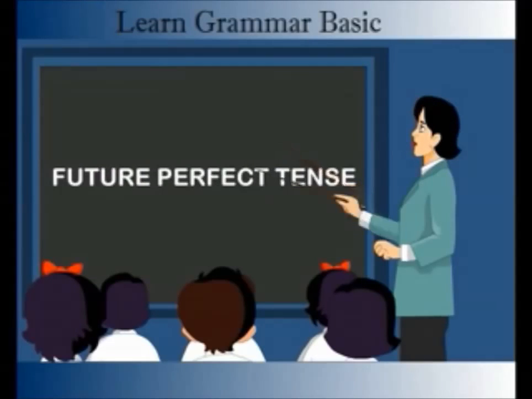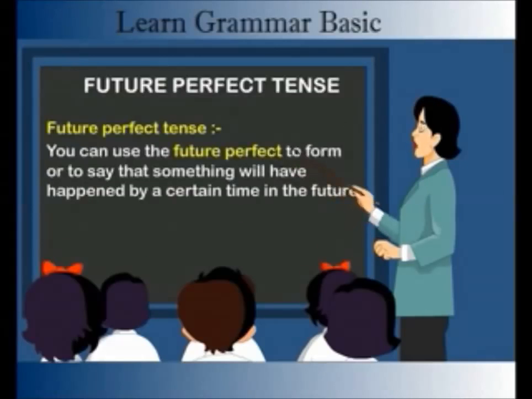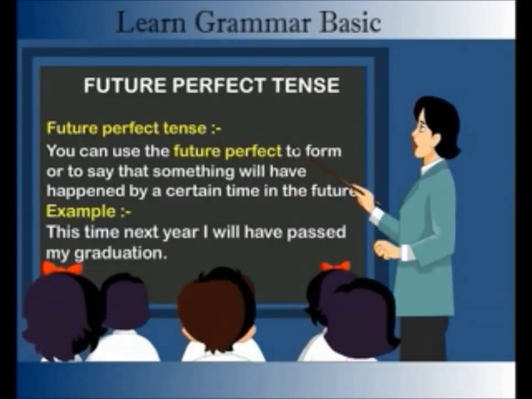Future perfect tense. You can use the future perfect to say that something will have happened by a certain time in the future. Example: this time next year, I will have passed my graduation.